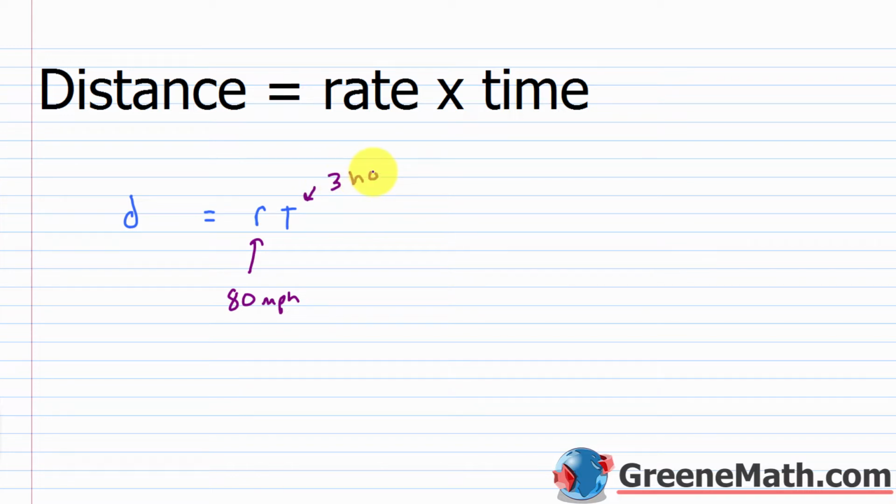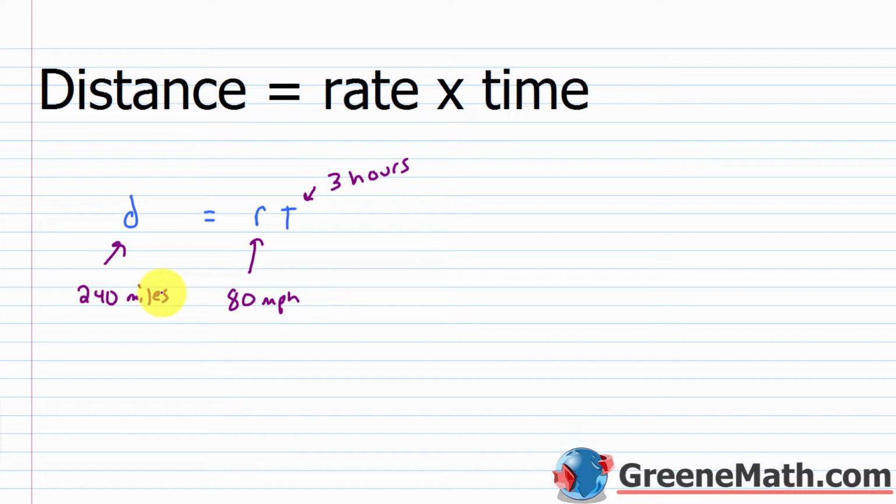Now forget about the units for a second. Just multiply the numbers. If I multiply 80 times 3, I get 240. And now you can think about the units. If I'm traveling in miles per hour, then I went 240 miles. That's going to be my distance. So we can see that this distance formula is very, very straightforward.